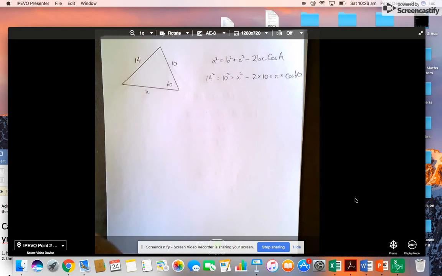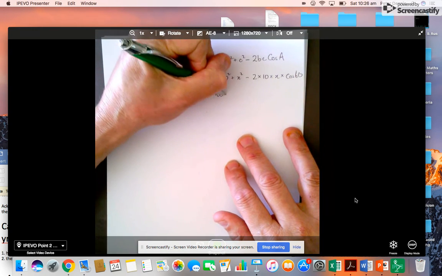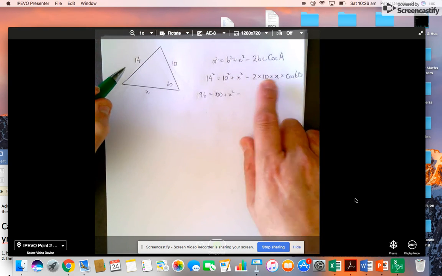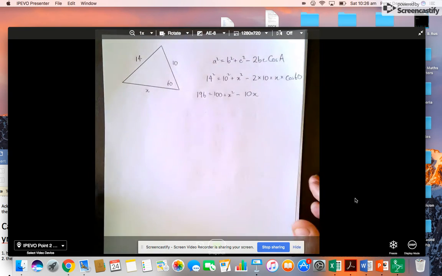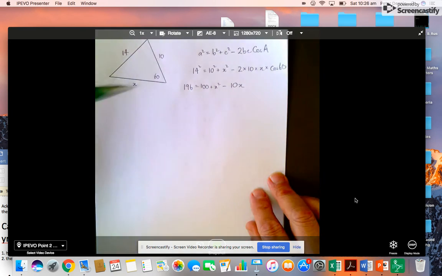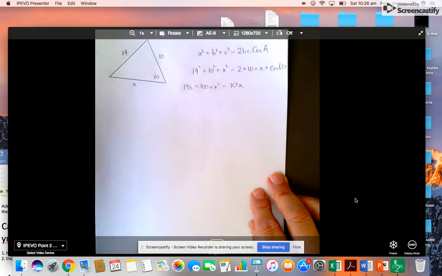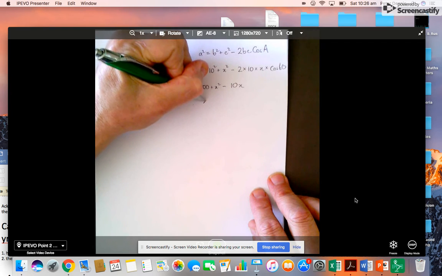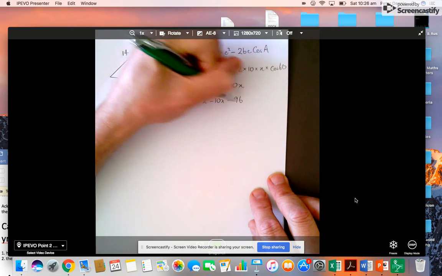Now 14 squared equals 196. So we get 196 equals 100 plus x squared minus 2 times 10 is 20, and cos 60 is a half. So this is just going to be 10x. And that's where we're going to get our quadratic from. So we're going to get x squared. Now, whenever we're solving a quadratic, I notice it's a quadratic, so we don't take x's to one side and everything else to the other. When we're solving quadratics, we take everything over to one side, so we get x squared minus 10x, and it's going to be minus 96 equals 0.